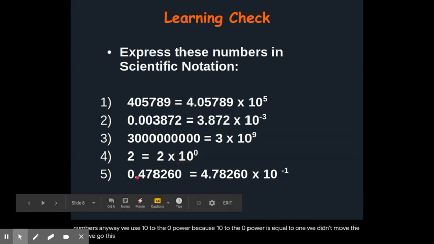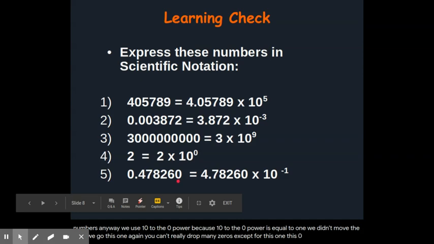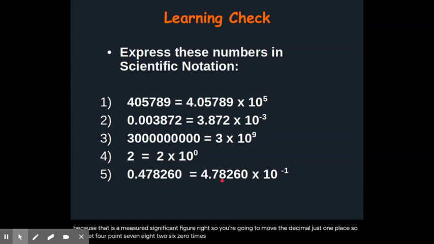Here we go, this one. Again, you can't really drop many zeros except for this one. This 0 you have to keep because that is a measured significant figure, right? So you're going to move the decimal just 1 place. So you get 4.78260 times 10 to the negative 1.